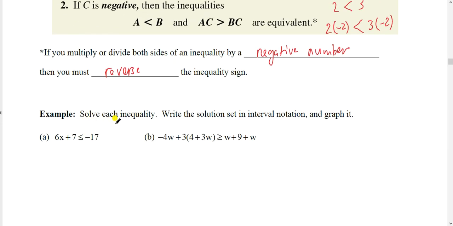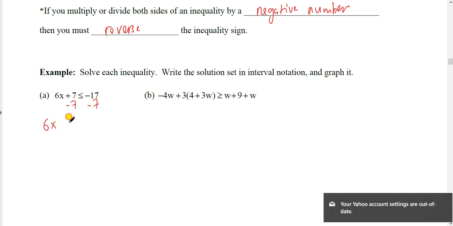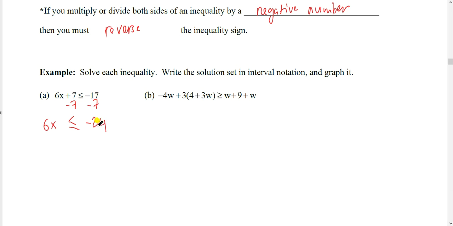Okay, solve this inequality here, and then write the solution set in interval notation and also graph it. So we do the same thing as we do when solving for x in an equation. The first thing is you just ignore the inequality sign, and subtract 7 on both sides. We have 6x less than or equal to -24, -17 minus 7 is -24.